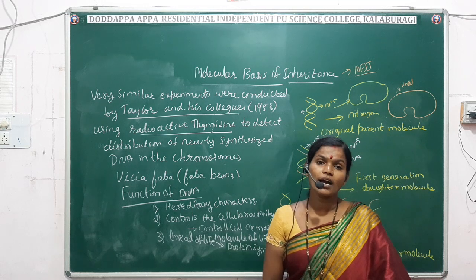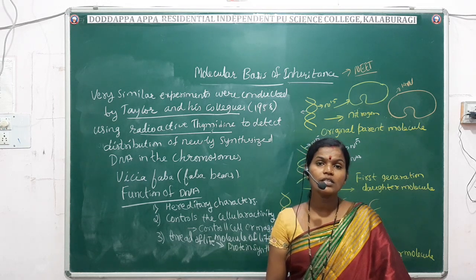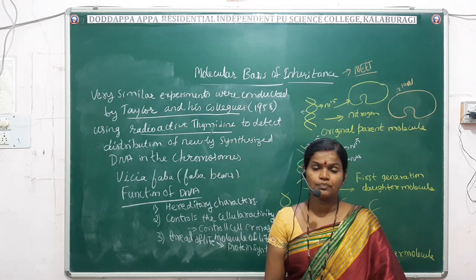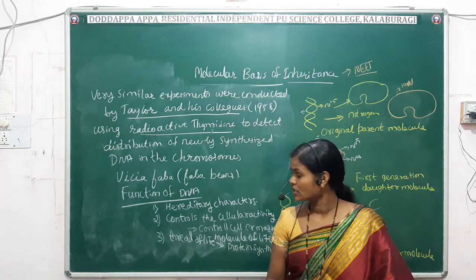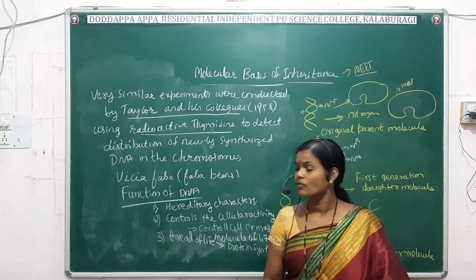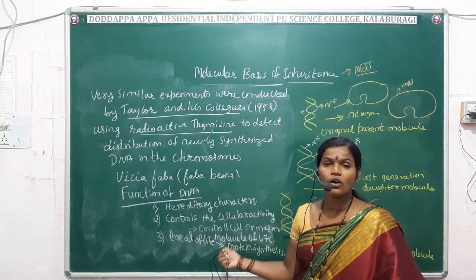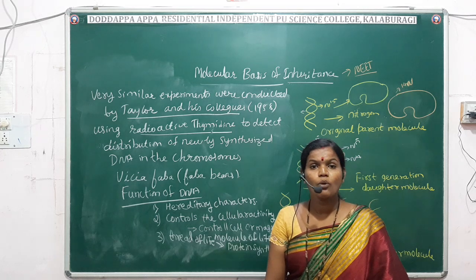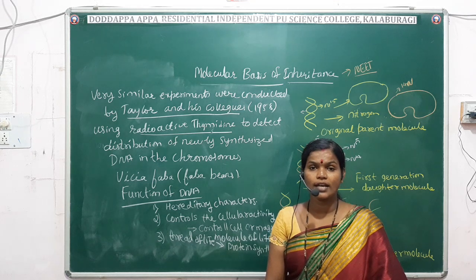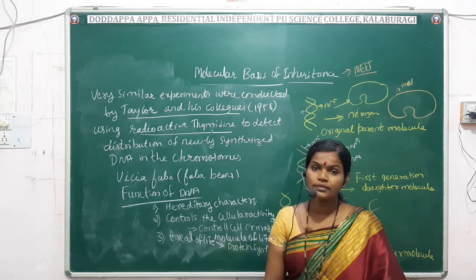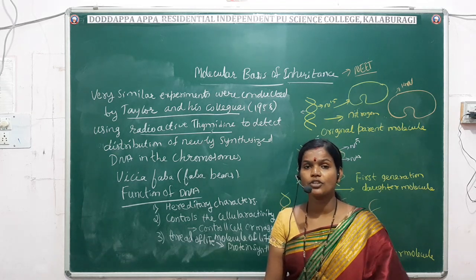So DNA acts as a genetic material because it is carrying the hereditary characters from one generation to another generation. The second function is that it controls the complete cellular activity of the organism, so we call it the controlling cell or master molecule of life. It is also called the thread of life. Why? Because it is helping in protein synthesis in organisms. Understood? So this is the function of the DNA.